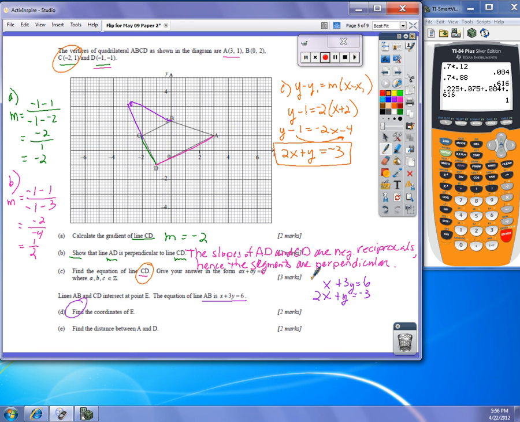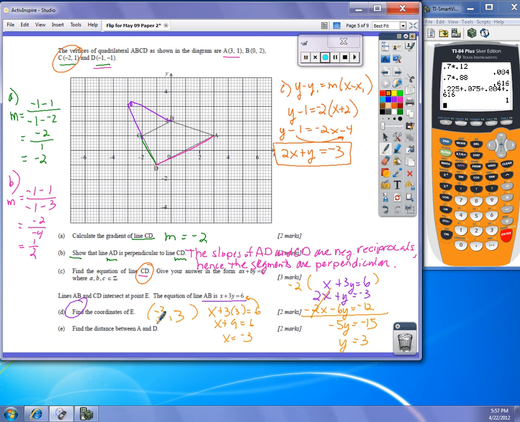Let's multiply the first equation by negative 2. So that gives me negative 2x minus 6y is equal to negative 12. We'll add those two equations together, so that gives me negative 5y is equal to negative 15. Y is equal to positive 3. Find the coordinates of E. So the y-coordinate is positive 3. I need to find the x-coordinate by substituting back into one of the equations. We'll use the first one, the one that they gave us, x plus 3 times 3 is 6, x plus 9 is 6, x is equal to negative 3.